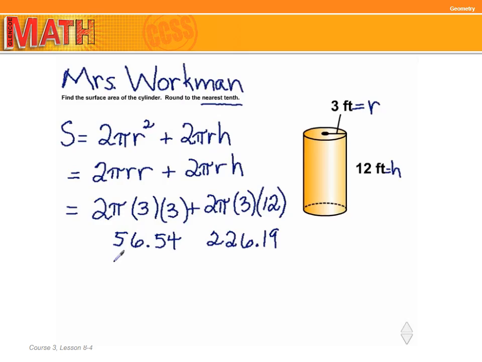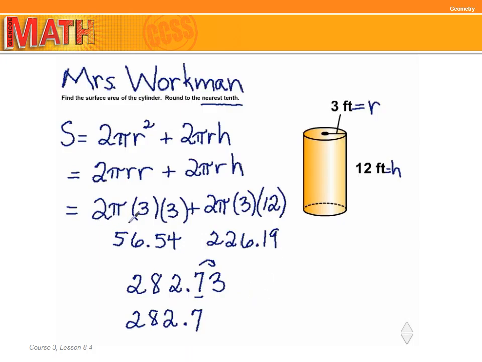When we add these together, we get 282.73. If we round off to the nearest tenth, we get 282.7.